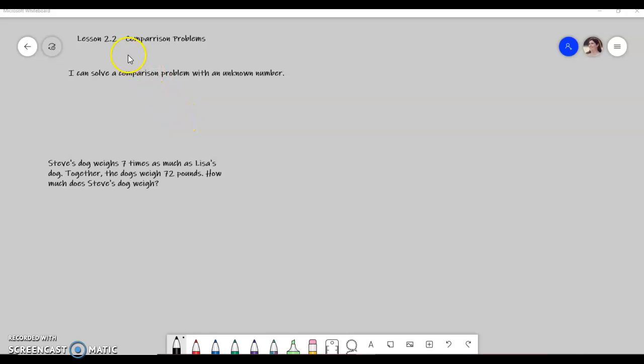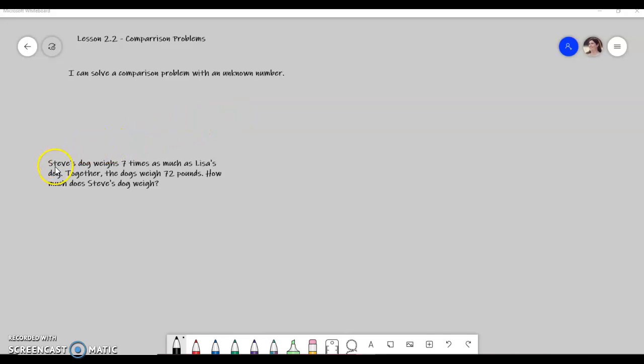Hello, boys and girls. We're talking about lesson 2.2 in chapter 2 of GoMath with more comparison problems. So our goal today is I can solve a comparison problem with an unknown number. An unknown number means we don't know what it is, so we're going to use a letter to fill in for that unknown number once we start solving the problem. And you'll see what that looks like once we get going.